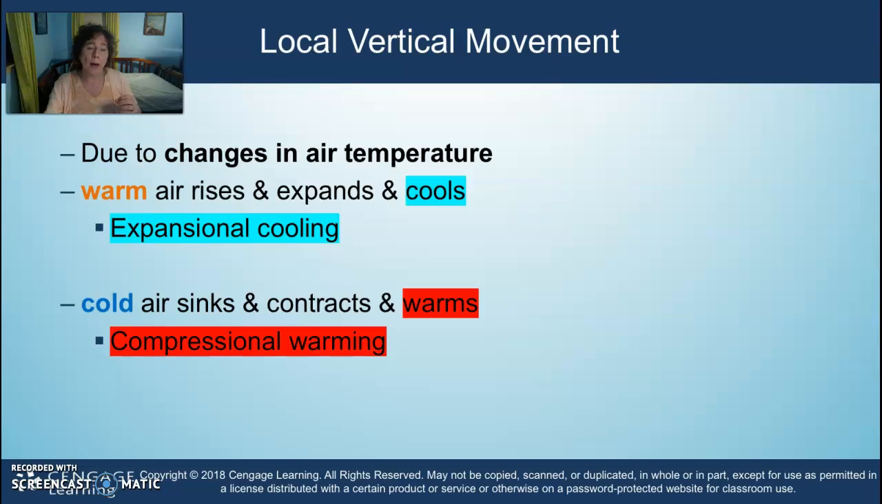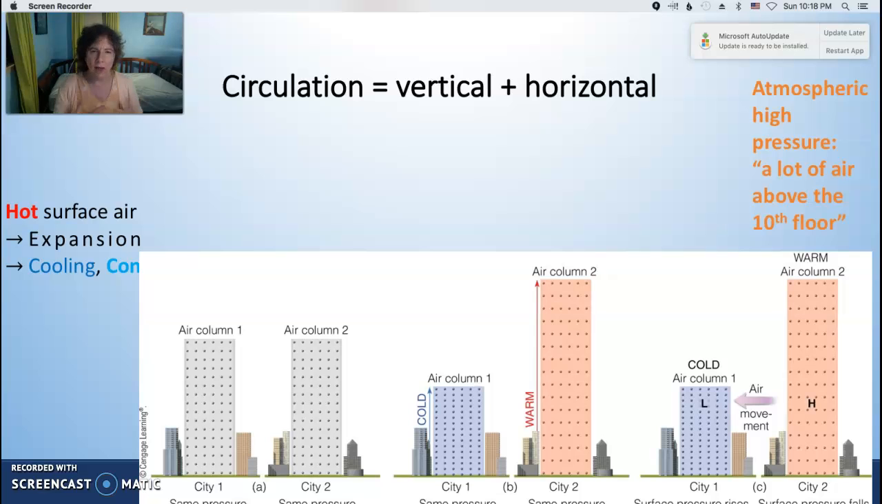You already know about expansional cooling and compressional warming. Very quick review. When warm air rises, it expands and cools, expansional cooling. That cool air then starts to be more dense and sink and contract and warm. That's compressional warming. Looking at this cycle of compressional warming and expansional cooling, it can be combined with horizontal movement of air. So we're going to talk about that with these model skyscrapers. I think they're a bit better than the model helicopters that were in the last chapter.